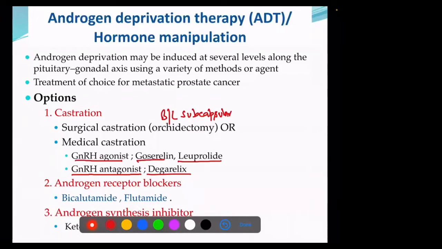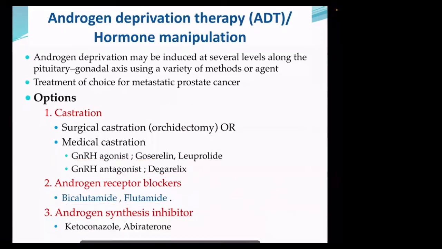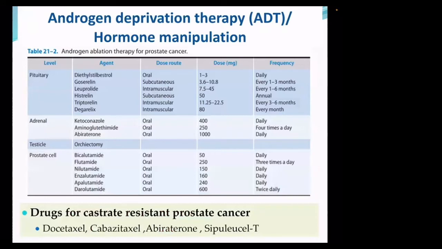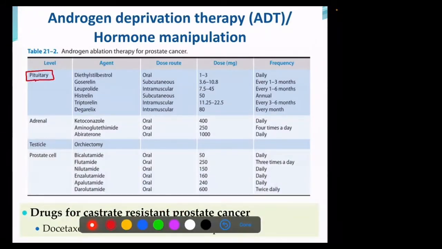Androgen receptor blockers act at the site of the prostate. So bicalutamide, flutamide, these are the drugs that we use. And androgen synthesis inhibitors from the adrenal gland are ketoconazole and abiraterone. The drugs that act on the pituitary gland, that is GnRH activity, goserelin, leuprolide, and degarelix are the common drugs. Drugs acting on the adrenal gland, ketoconazole and abiraterone. Testicle, that is orchidectomy, and drugs acting at the prostatic cell, that is the receptor site, bicalutamide and flutamide are common.